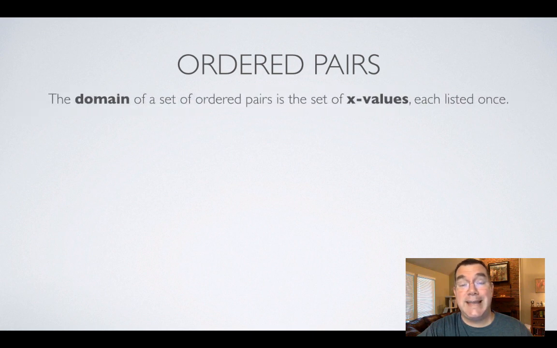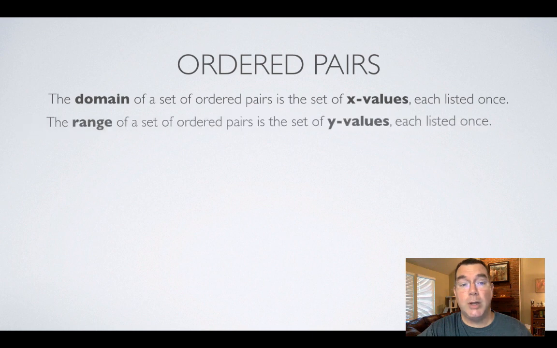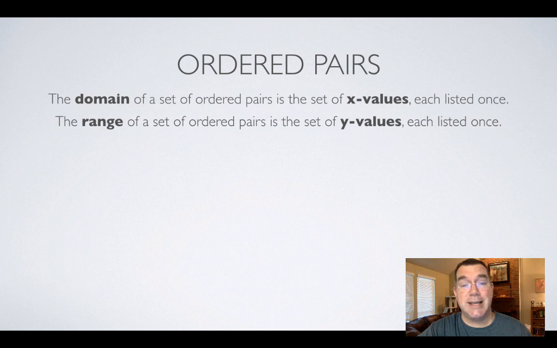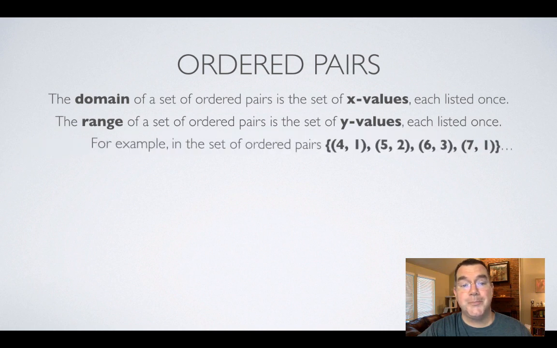The domain is the x value. So in each ordered pair, you have an x and a y, and the domain is just all of those x's, and you only need to list them once. The range is going to be all of the y values in those ordered pairs, and you're going to list each of those exactly once. You don't need to repeat them.